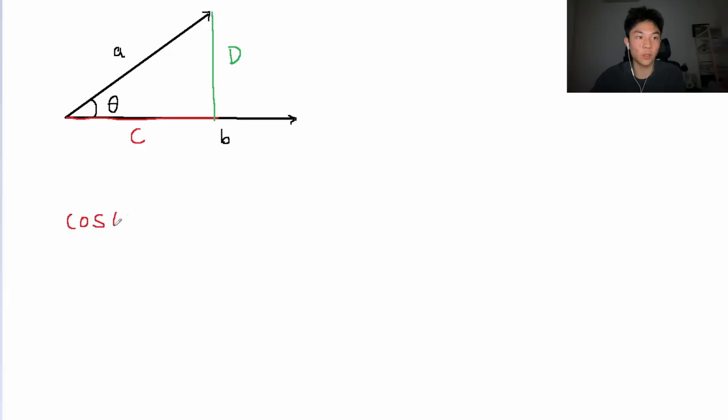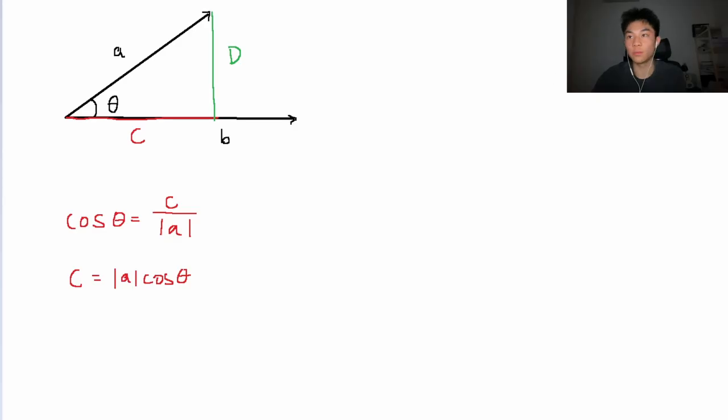We're going to get cosine theta equals adjacent over hypotenuse, which would be C over the magnitude of A. And do note that I'm using magnitude because when we're using trig ratios, we're talking about distances and not vectors. So we can rewrite this: C is going to equal the magnitude of A cosine theta.